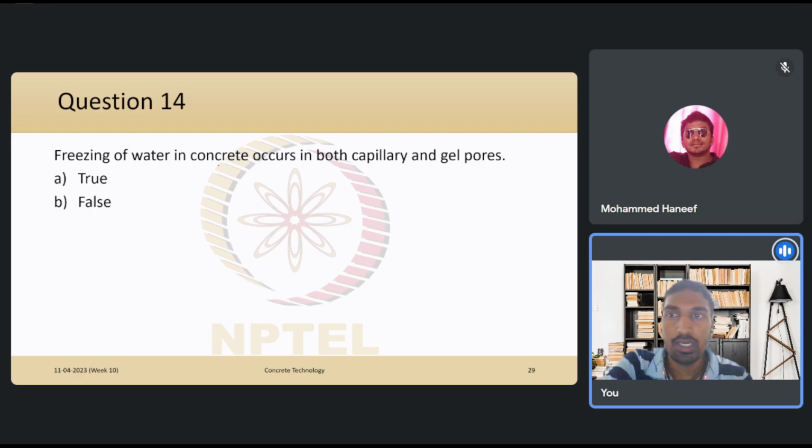Okay. So question 14: freezing of water and concrete occurs in both capillary and gel pores. We have to say whether this statement is true or false.